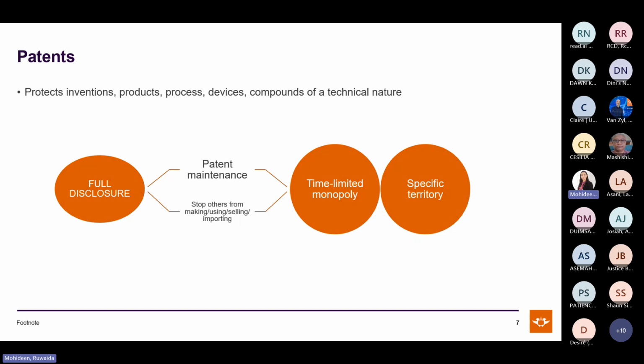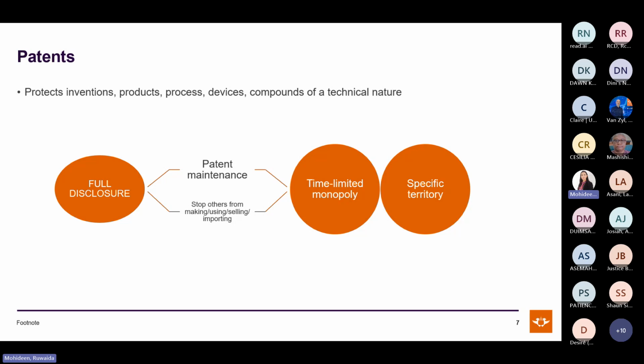If you get a patent, you can stop others from copying your work, but what do you have to give up in return? You have to give up full disclosure. You have to describe your invention in detail, which then becomes public knowledge. You have to disclose your work fully. And in return, you get this time limited monopoly in a specific territory, provided that you maintain your patent by paying yearly renewals. So that's essentially a patent explained.